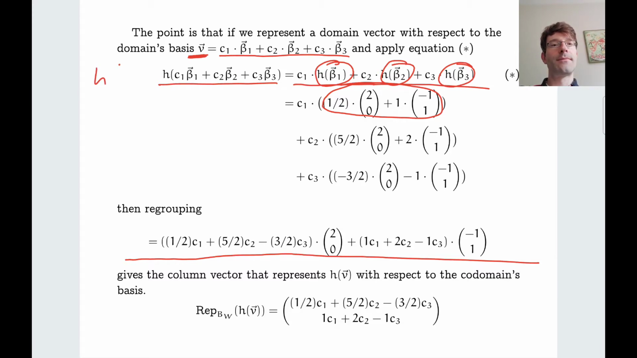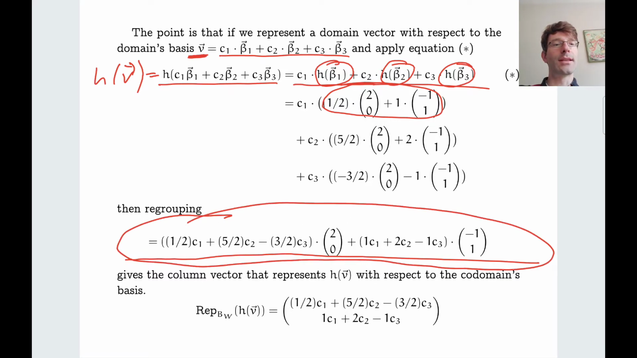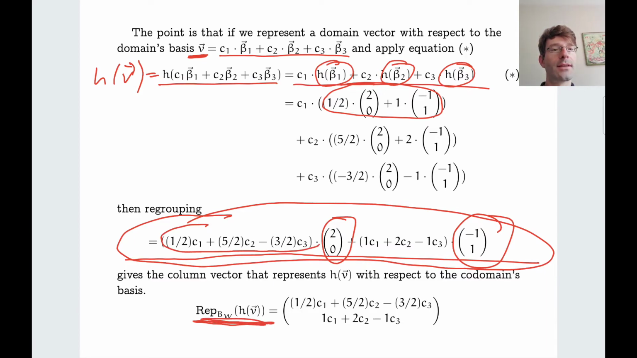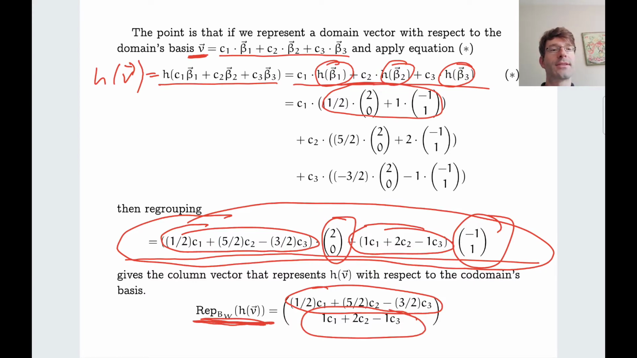which gives us h of v as a linear combination of the two vectors from the output basis. So what we've actually computed here is a representation of h of v with respect to the output basis. See that we've collected the coefficients from this linear combination in the two entries of this column vector.